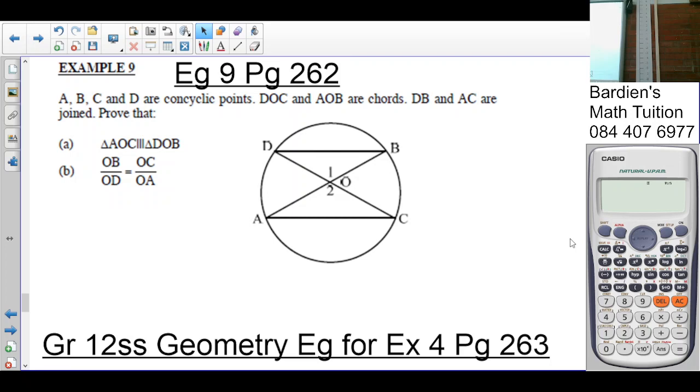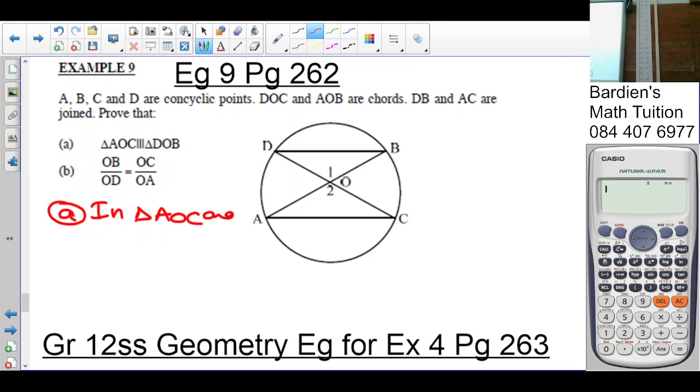Prove that. So again, we're going with similarity. We must prove that triangle AOC is similar to triangle DOB. So where do we start? We can start by saying in triangle AOC and triangle DOB. Normally the order that is given to you is the correct order. Okay? So what can we say first?